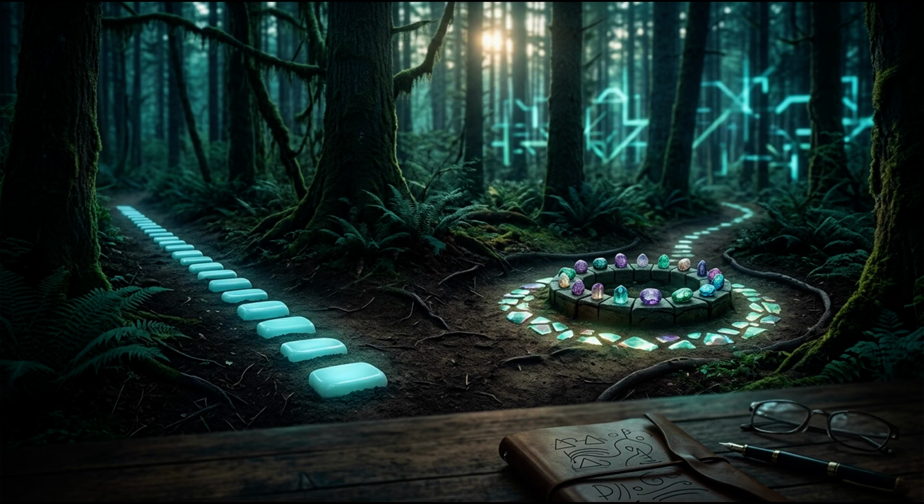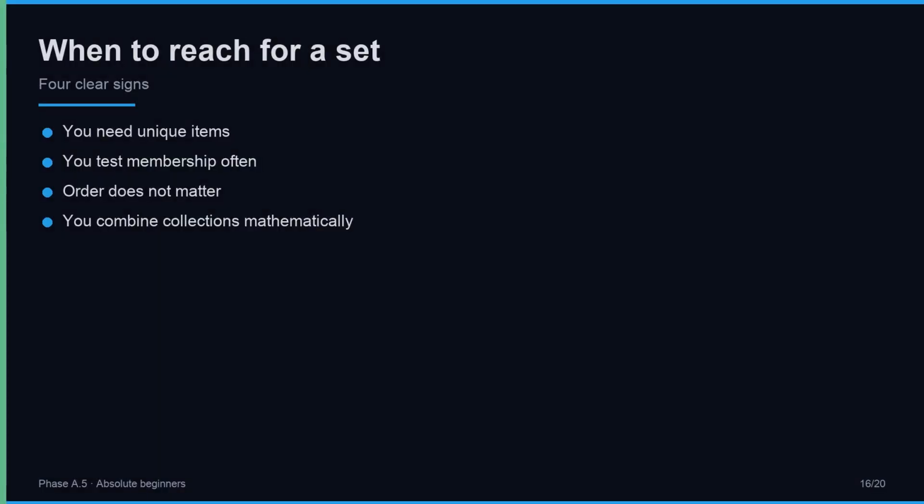Choosing between a list and a set comes down to one question: do you care about order, or do you care about membership? Order or membership? When should you reach for a set? 4 signs. You need unique items, duplicates are not allowed. You test membership often, your code keeps asking, is this thing here? Order does not matter. You want to combine collections mathematically: union, intersection, difference. If any of these matches your problem, a set is probably right. If order matters, or you need duplicates, reach for a list instead. Choosing well gets easier with practice. 4 signs to watch for.